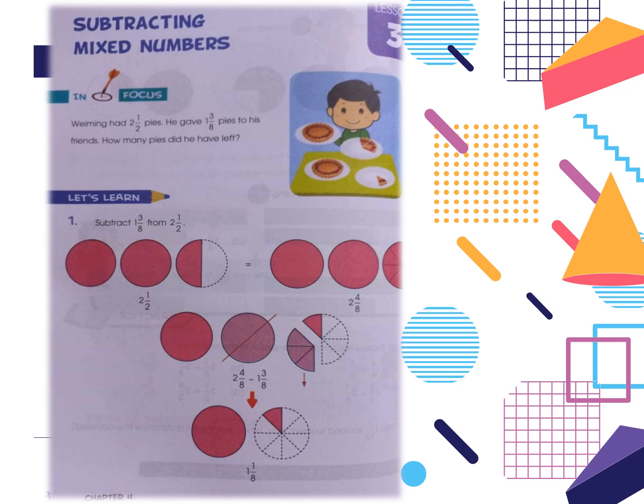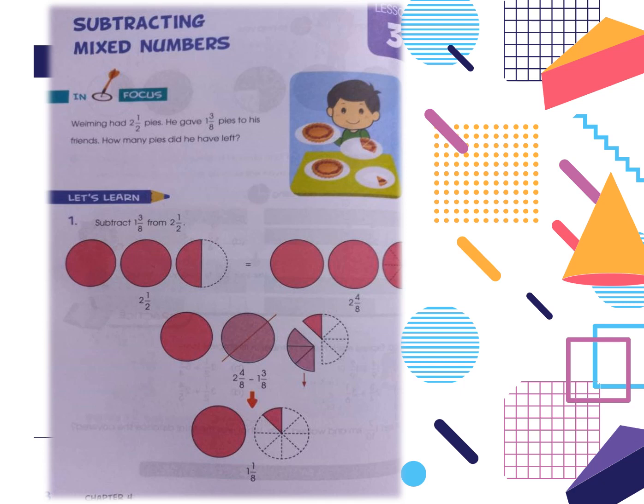Hello children, in this video we are going to cover lesson number 3 of chapter 4, which is subtracting mixed numbers. In the first example, Weaving had 2 1/2 pies. He gave 1 and 3/8 pies to his friends. How many pies was he left with? Here we have to subtract 1 whole number 3/8 from 2 whole number 1/2.